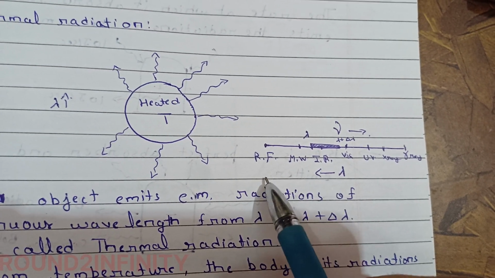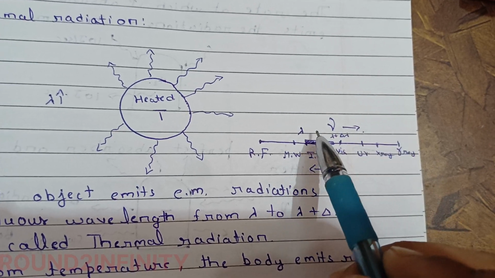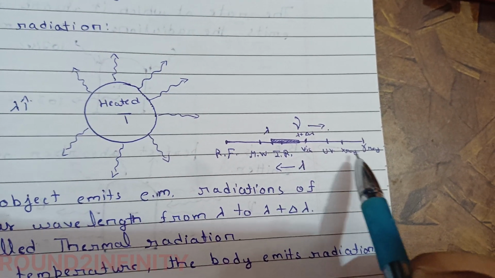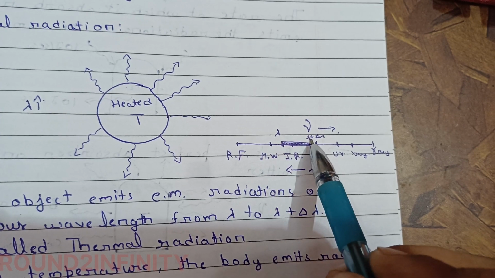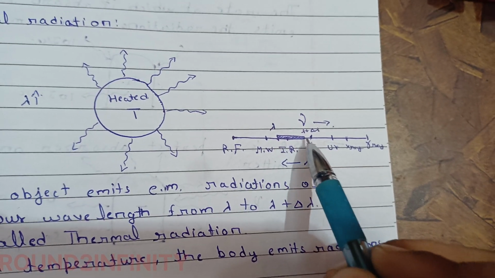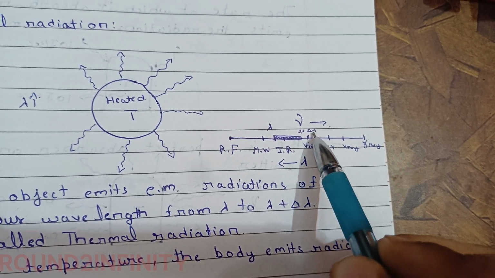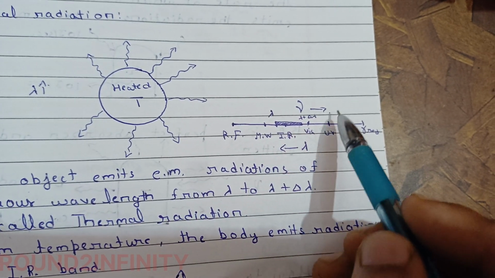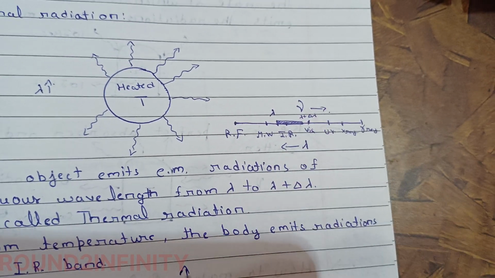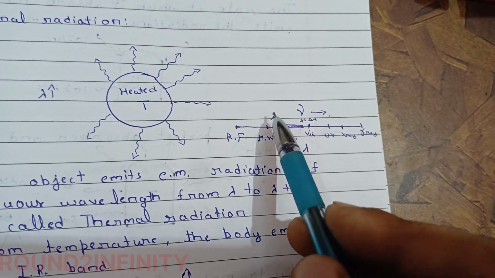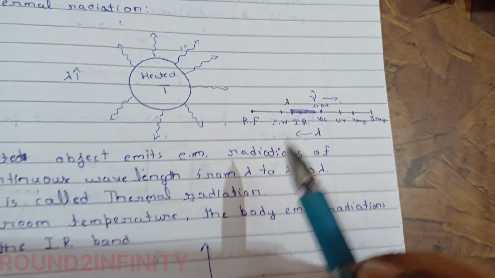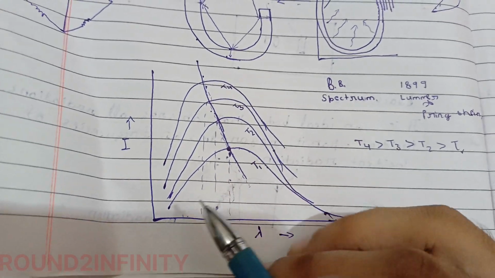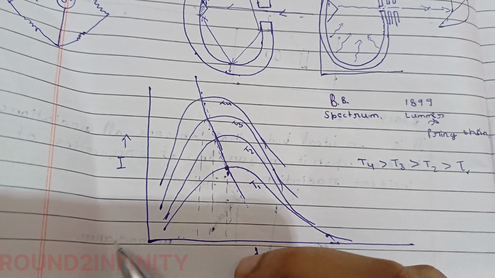Lambda decreases on this side and increases on this side, and frequency increases this side and decreases this side. So lambda decreasing means we are going in this region. First it was lying in the infrared region. When the temperature increases, the maximum intensity lies in this region and keeps shifting again and again. So with higher temperature we go to this part, and with decreasing temperature we go to this side. So this is the graph which tells about this.